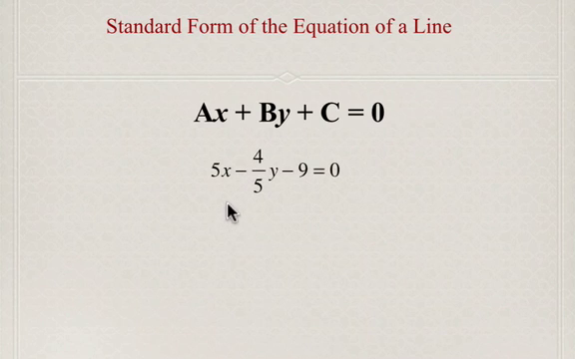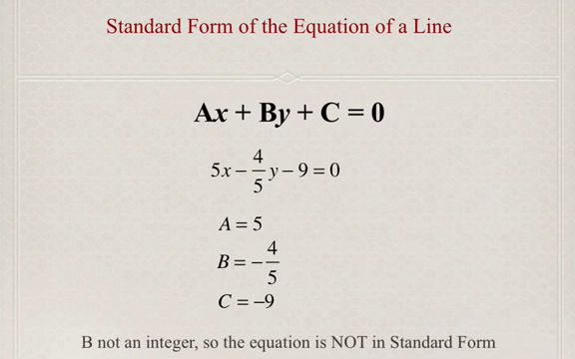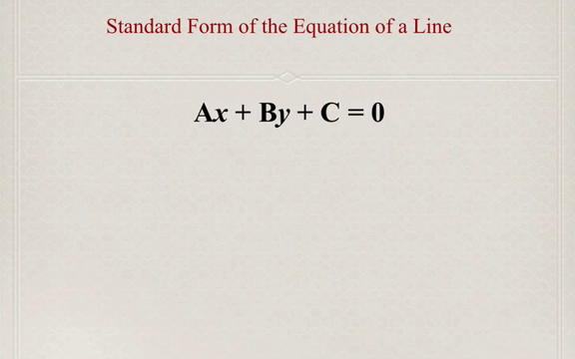Next example, 5x minus 4 over 5 y minus 9 equals 0. When you're given this, a is 5, b is negative 4 over 5, and c is negative 9. And since b is negative 4 over 5, we can't have fractions as integers. B is not an integer, so the equation is not in standard form.